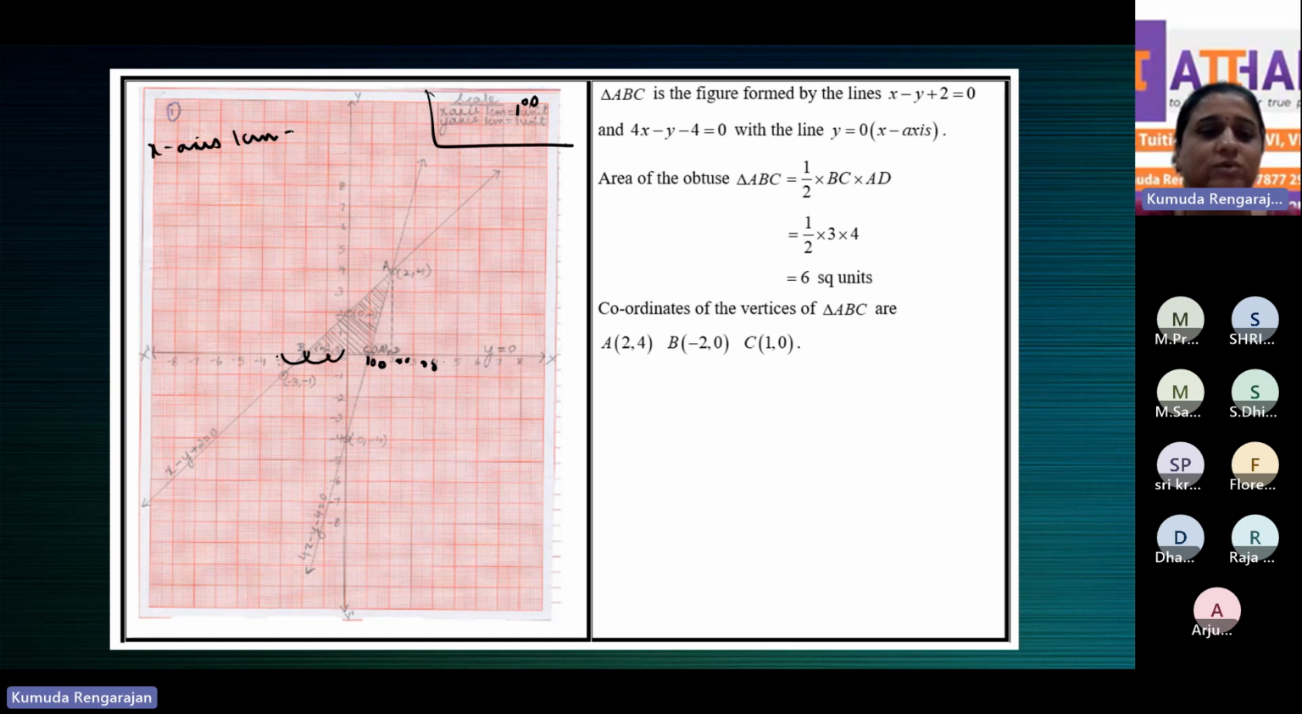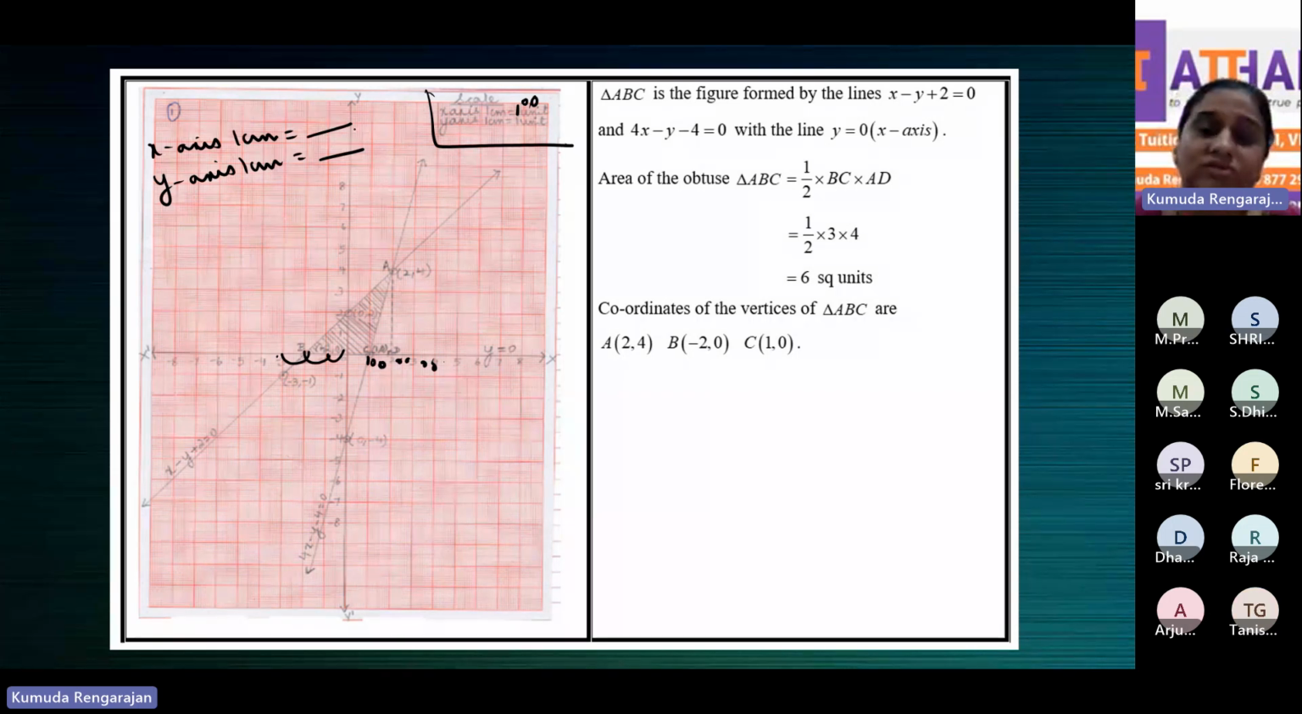X-axis 1 centimeter is equal to, y-axis 1 centimeter is equal to. This will change. It can be 1 unit, it can be 2 units, 10 units, 20 units, 40 units, 50 units, 100 units, depending on how you have marked. But this is fixed. X-axis 1 centimeter is equal to. Y-axis 1 centimeter is equal to. This is fixed. This one will change: 10 units, 20 units, 100 units, 1000 units. This is always 1 centimeter only because it's a centimeter graph.